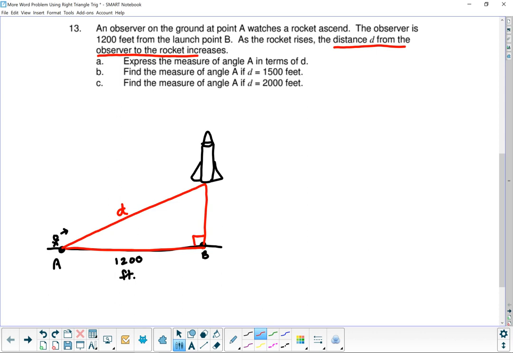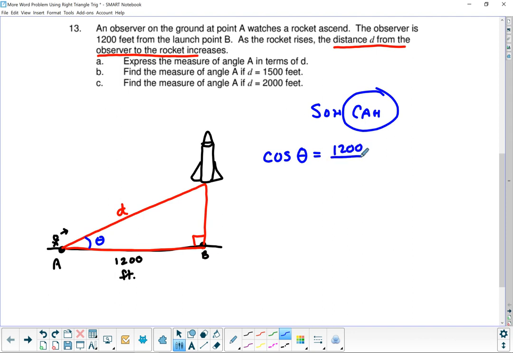All right, so we're looking to express a measure of angle A. We don't have an opposite from where we're at, but we do have an adjacent and a hypotenuse. So we're using the cosine. Cosine theta equals adjacent, which is 1,200 feet, over the hypotenuse, which we don't know.